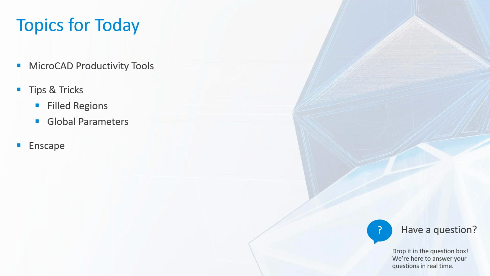All right, so our topics for today. First off is our MicroCAD productivity tools. Next up, we're introducing some tips and tricks for this webinar. Specifically today, we are going to talk about field regions and global parameters. And then last but not least, we are going to talk about Enscape.